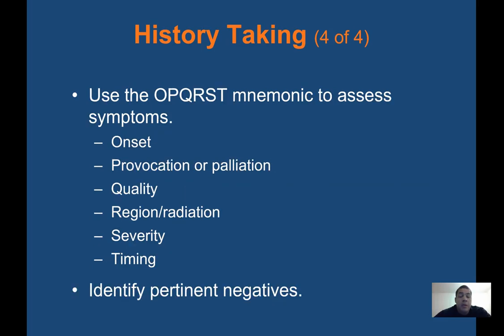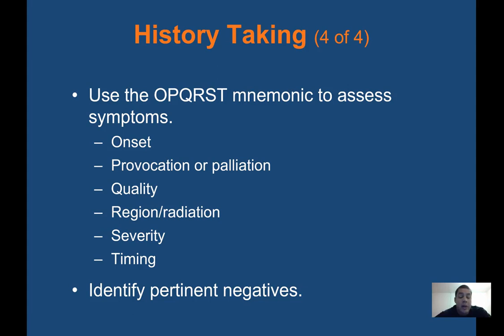Use the OPQRST mnemonic to assess symptoms. Onset. Provocation or palliation: does anything make it better or worse? Quality: what does the pain feel like? Is the pain sharp? Is the pain dull? Where is the pain? Region, radiation: can you point to where the pain is? Does the pain go anywhere? Does it go up to your shoulder? Does it go down to your leg? Does it go down to your back?